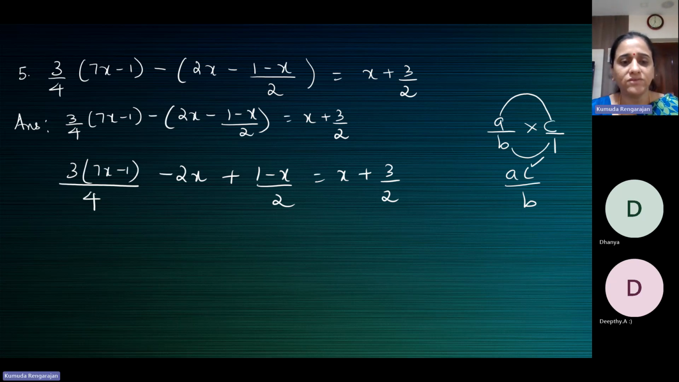And here we've opened the bracket: minus 2x, minus into minus plus 1 minus x by 2. The term will come as it is, minus into minus plus. We have to multiply this with the minus sign outside. So minus into 2x is minus 2x. And then you need to multiply this one with the minus outside. So minus into minus plus, and 1 minus x by 2 is equal to whatever is on the RHS as it is.